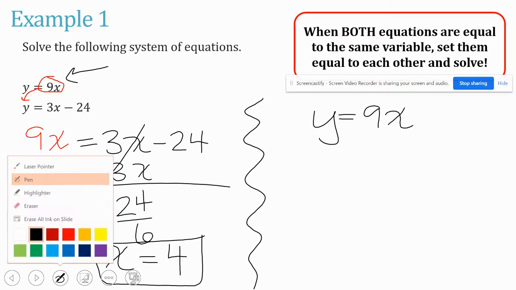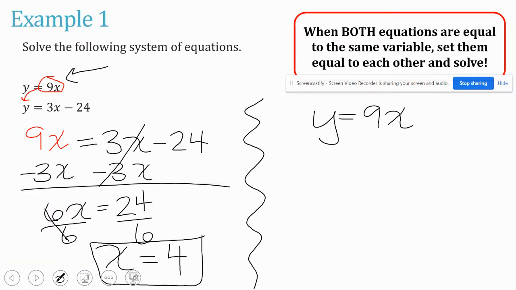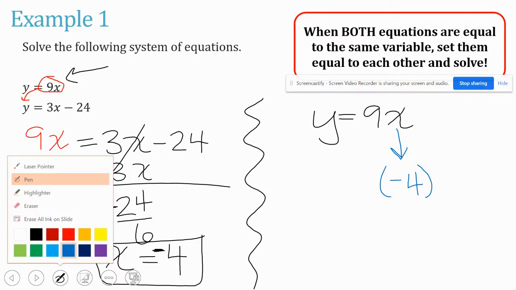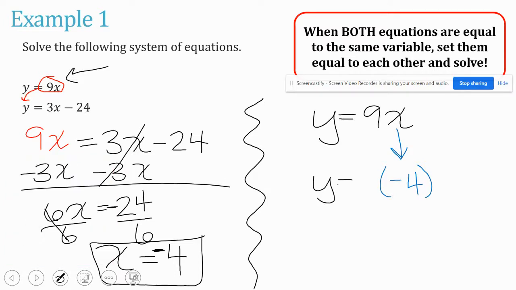I'm going to take my 4. Oh, that should be a negative 4. Hopefully you caught that. This is a minus 24, so this should be negative, and this should be negative. So remember, always watch those signs. Sometimes I forget too, as long as you catch yourself. Okay, so we're going to substitute negative 4 in over here. Bring everything else down. Multiply those. We get negative 36. And y is equal to negative 36.